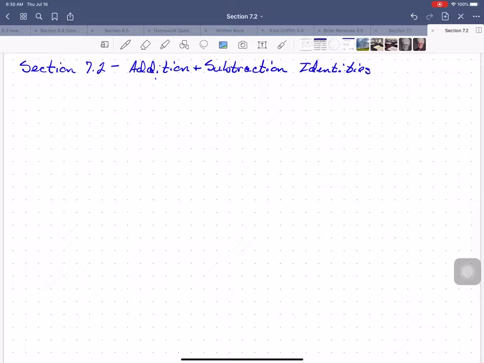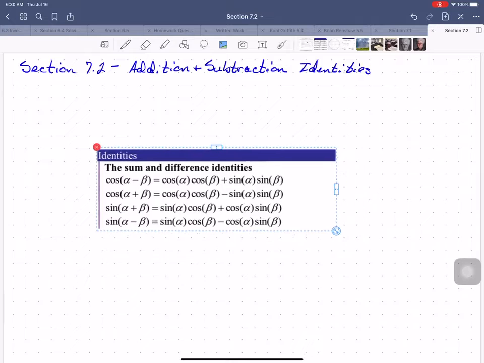We're going to talk today about section 7.2. And section 7.2 introduces some new identities. And remember, these are just relationships between different trigonometric expressions. And these identities specifically address trigonometric functions that are applied to the sums and differences of two angles. So let's start by taking a look at the identities, and then I'll explain to you where these come from.